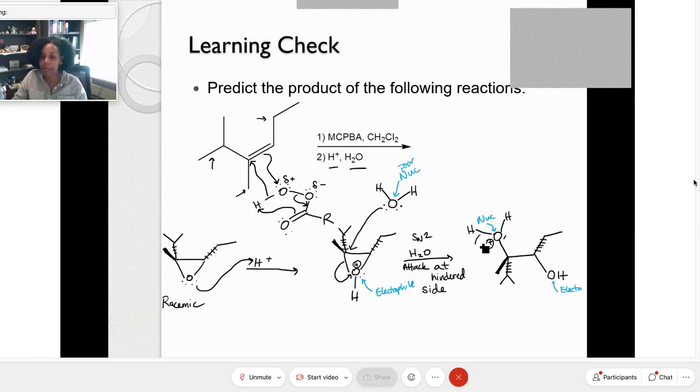So then our last step is to deprotonate here. So minus H plus. And so we end up with this product.